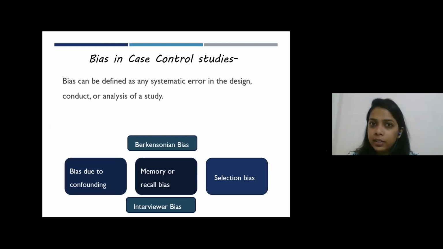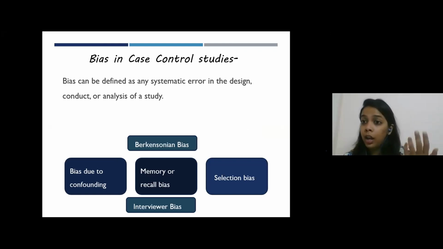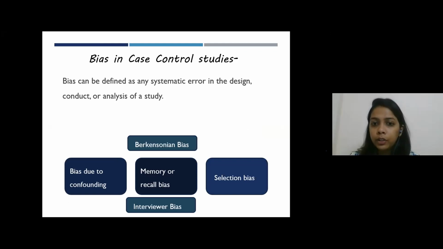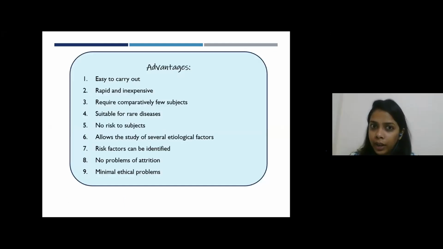So there are a few biases in case control studies as well. You have bias due to confounding, and recall bias because you're asking them to think and try to remember. There can be selection bias, interviewer bias, and Berksonian bias. There are a few advantages, many more as compared to cohort. It's easy to carry out, rapid and inexpensive. It requires comparatively fewer subjects and is suitable for rare diseases, and you won't have problems of attrition. You can identify risk factors, and it has very minimal ethical problems.